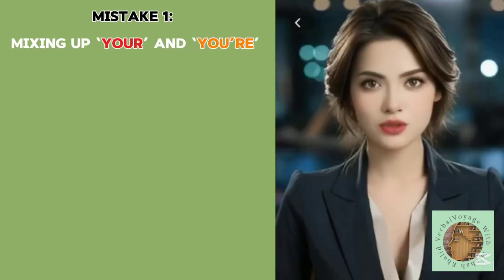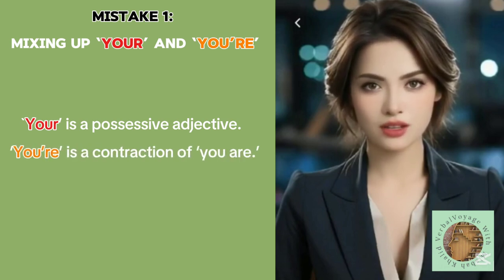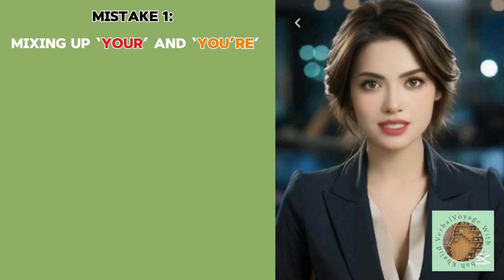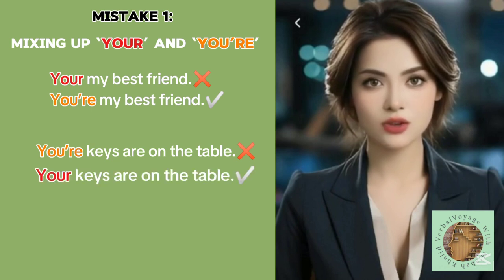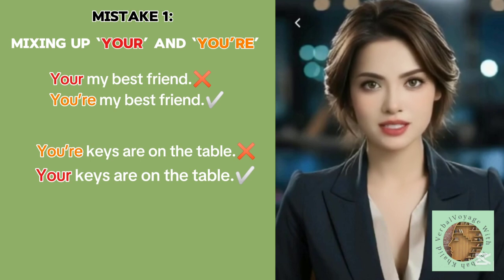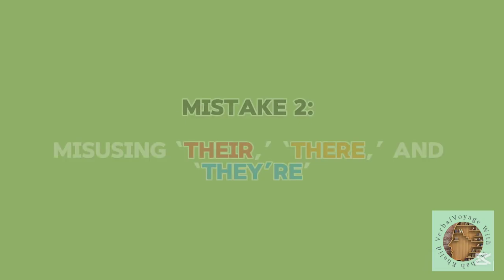Many learners confuse these two words. Your is a possessive adjective. It shows that something belongs to you, while you're is a contraction of you are. For example, this is incorrect. This is correct. This is incorrect. This is correct. Tip to remember. If you can replace the word with you are and the sentence still makes sense, use this. If not, use this.